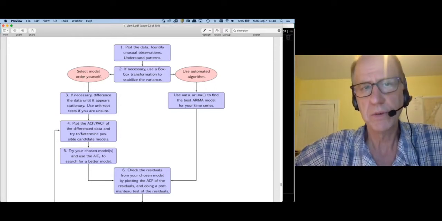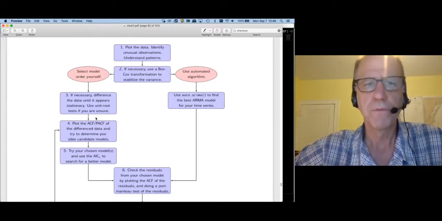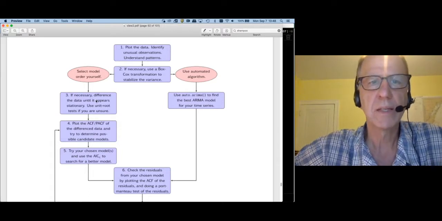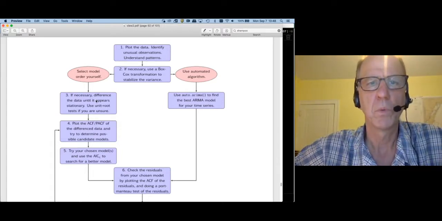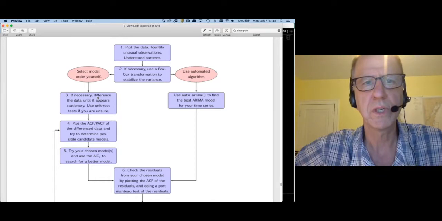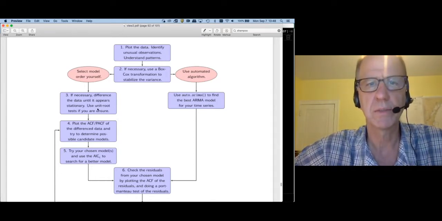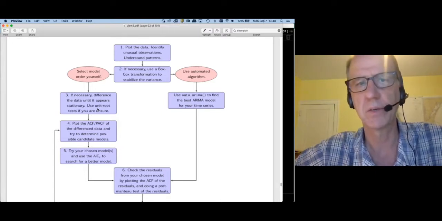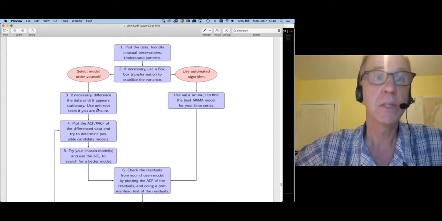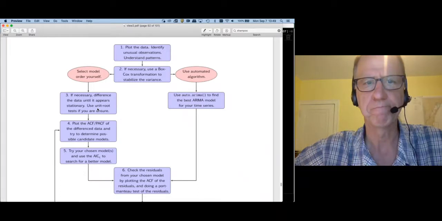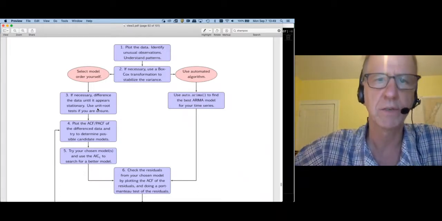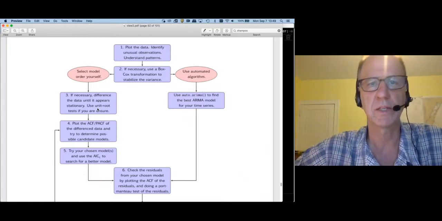If you choose to go down this left route, the first thing that you're going to do is select the number of differences. So we will take a difference if we see non-stationary data. Then we'll use the unit root tests, such as the KPSS test that we studied earlier, to see if we've gotten it down to stationarity. If it's not stationary, then we'll take a second difference, apply the KPSS test again.